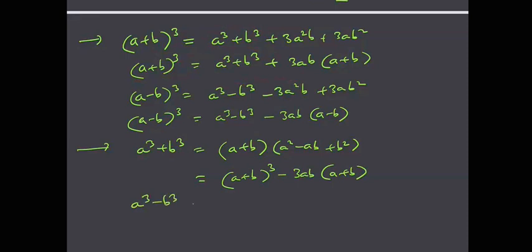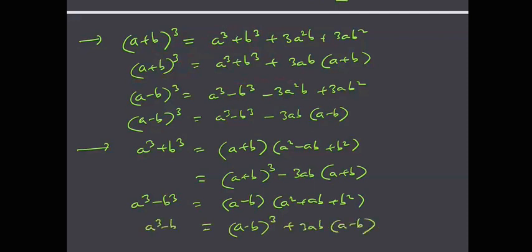Similarly, a cube minus b cube, you can write it as (a minus b) into (a square plus ab plus b square), which is also written as (a minus b) whole cube plus 3ab into (a minus b), right? By using this expression, a cube minus b cube can also be written in this way. So you need to remember all these expressions. By seeing the problem, you need to spot which expression will work for that problem, right?